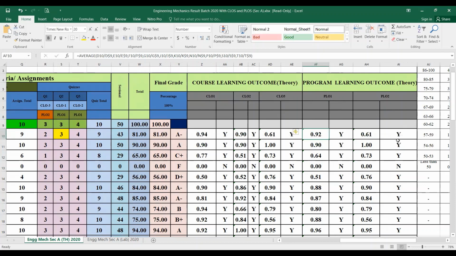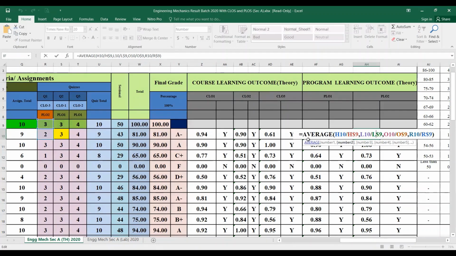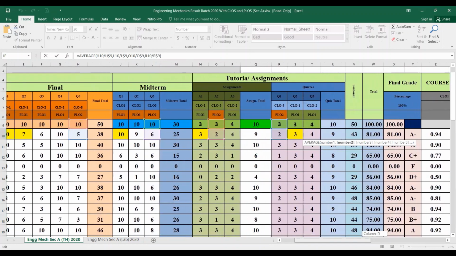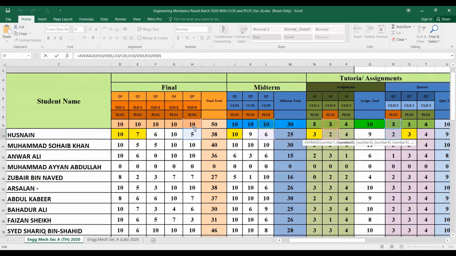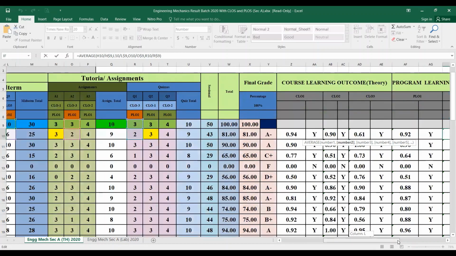Now I am moving towards the PLO2, and there are very few because I have mapped only one CLO with the PLO2. So what you have to do, let's have a look. Now only question number 5 was mapped with the PLO2. So 5 divided by 10, and this is 6 divided by 10, and this is 2 divided by 3, 2 divided by 3. This is done.